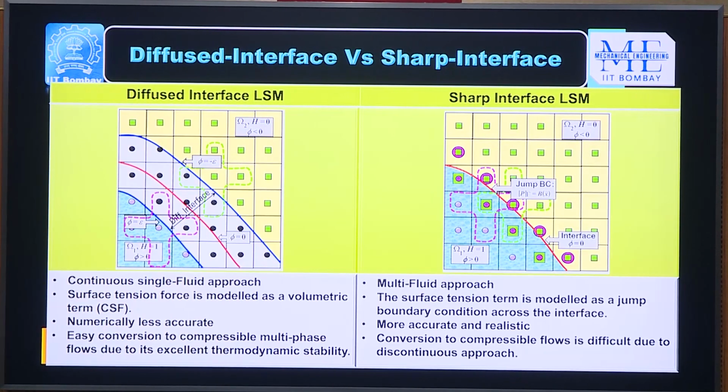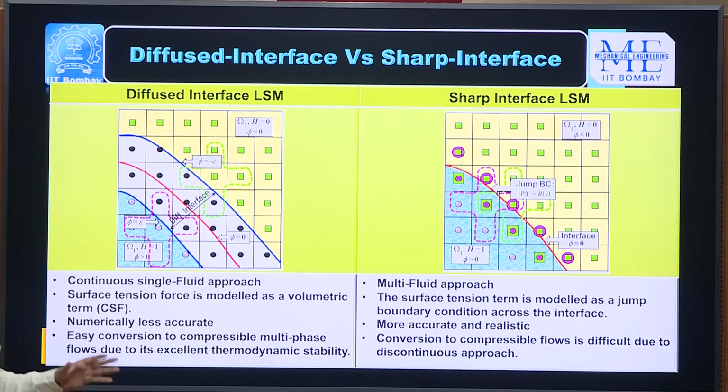This slide shows a graphical representation of the computational stencils involved in the diffuse interface method and the sharp interface method. Diffuse interface is a single-fluid approach; sharp interface is a multi-fluid approach. Surface tension is modeled as a volumetric force in the diffuse interface method, whereas it is modeled as interfacial boundary conditions in the sharp interface method. This is less accurate.